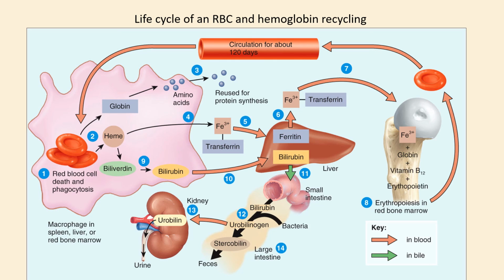It gets taken up by liver cells, and that liver can either store the iron there, so that's the end of the line for the iron, at least temporarily, it gets put into storage, or the liver can send that iron to red bone marrow. And if it ends up in red bone marrow, that iron will be reused to synthesize new molecules of hemoglobin.